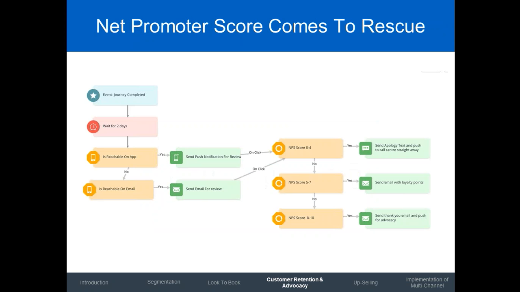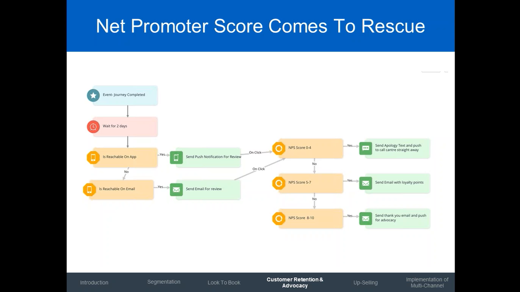This flow chart explains an example of how a marketing communication channel can be effectively used. Briefly, I'll run through the flow chart. The event is the journey has been completed by a guest, there is a 2-day wait, and then if the customer is reachable on an app, a notification is sent, and if the NPS score is 0 to 4, then send an apology through a text, and then push for a call center right away. So all of this could be programmed, and it could be automated.